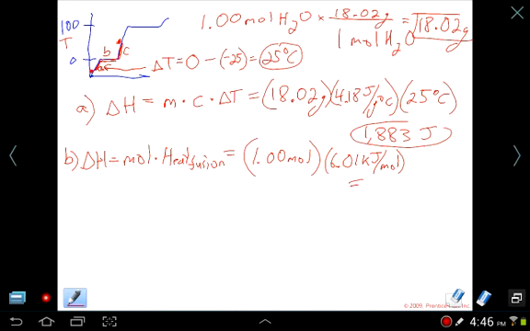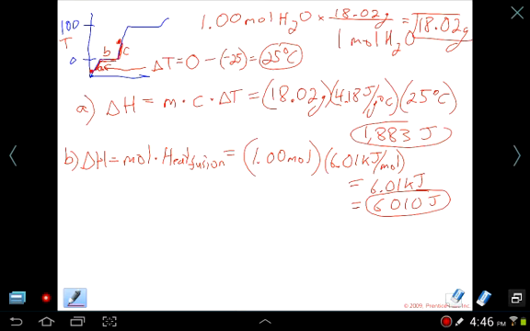Let's go ahead and put this into joules right away. It turns out we'll have to convert all three of them to the same unit. So this is the same as 6,010 joules. To melt the ice, this is how much heat it takes.